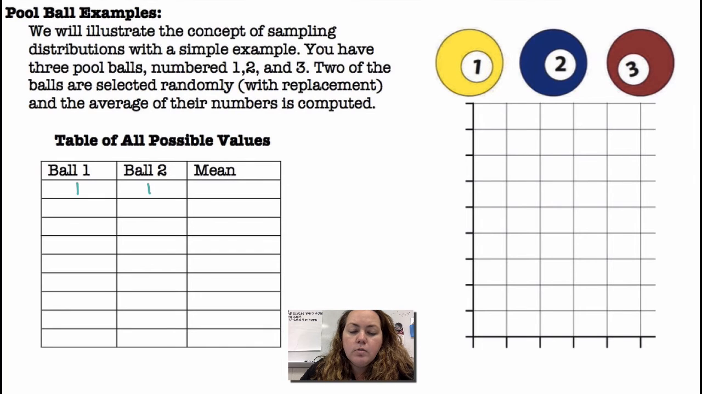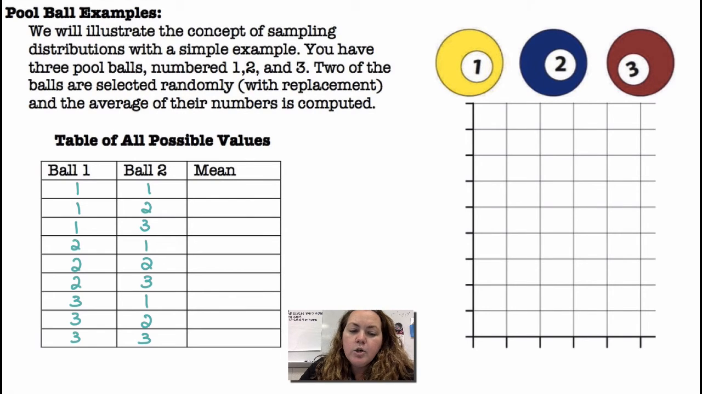So I could pick 1 the first time, and then I could pick 1 again. I could pick 1 the first time and 2 the second time. I could pick 1 and then 3. I could pick 2 and then 1, 2 and then 2, 2 and then 3, 3 and then 1, 3 and then 2, 3 and then 3. So those are all of my possibilities.